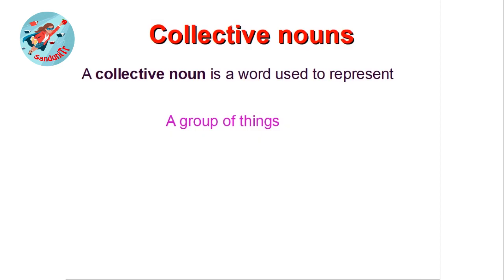Further, a collective noun is a word used to represent a group of things.